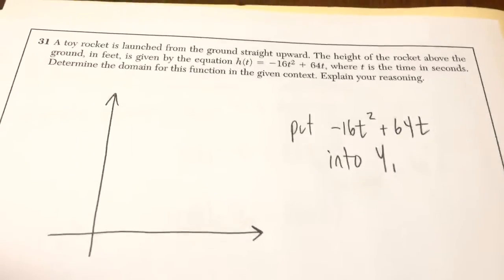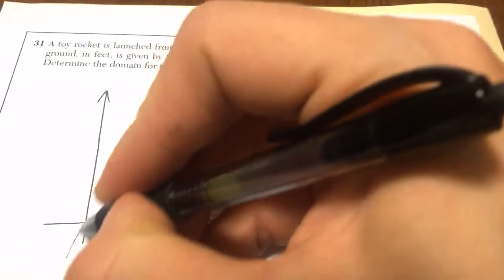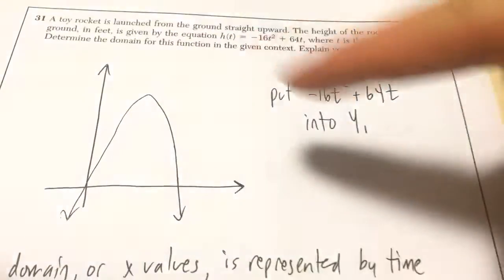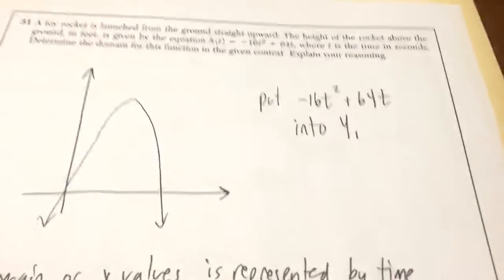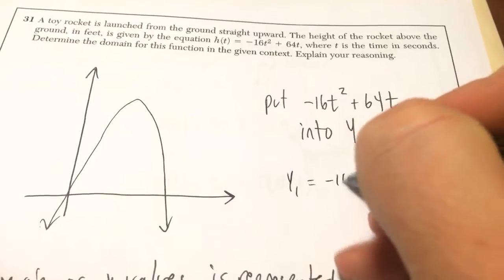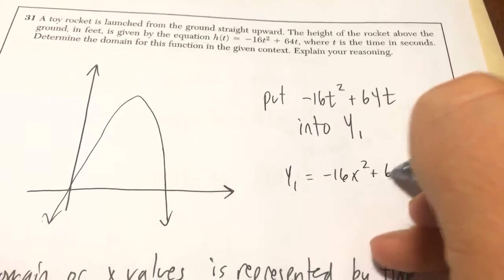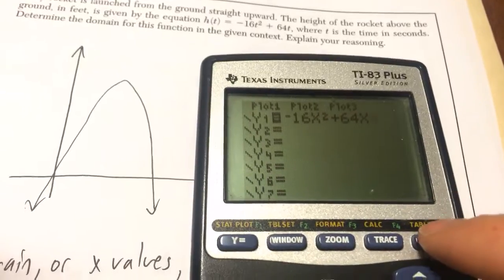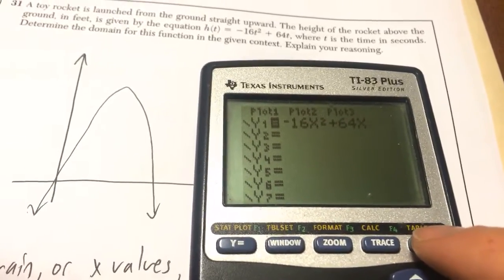Number 31, talking about the path of a rocket, is basically an upside-down parabola. In order to get that graph, I am going to put negative 16t squared plus 64t into y1. Unfortunately, I'm just going to put it in as that. I'll be right back. I put it in my calculator as such.